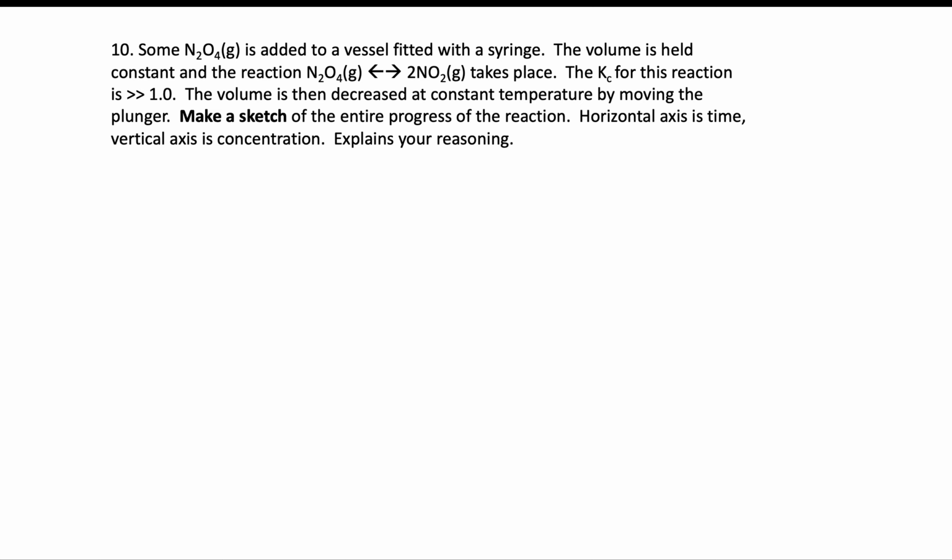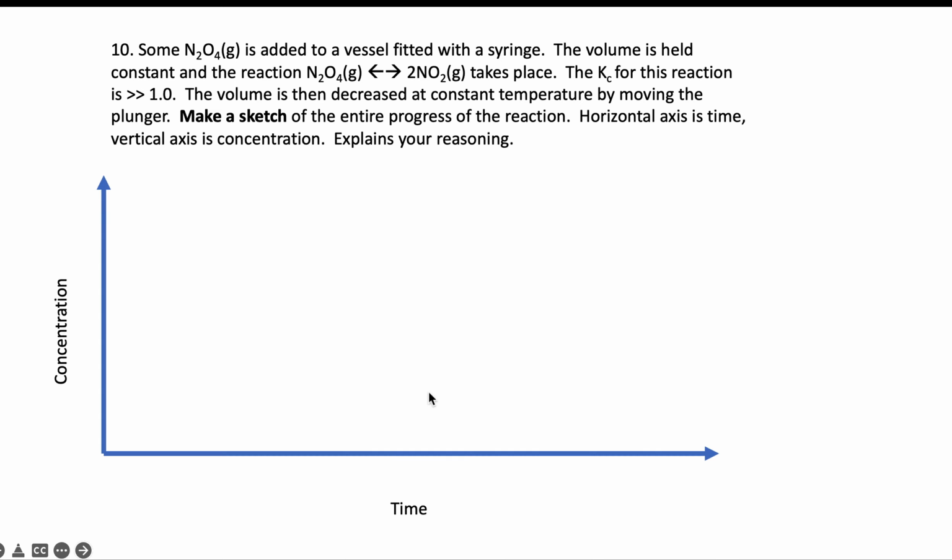Here's another one where we're looking at a particular change. We're going to be looking at a graph here, making a sketch where we have time as the reaction takes place and concentration vertically. Initially, we only have N2O4, so I have N2O4 initially added. Its concentration will diminish, and the concentration of the product that's listed here will increase. So the NO2 initially started at 0, and it's going up.